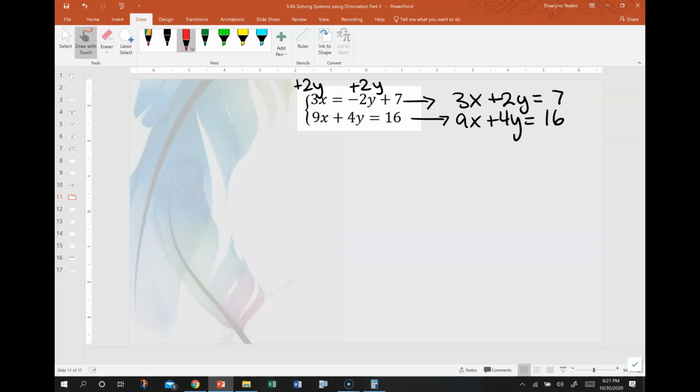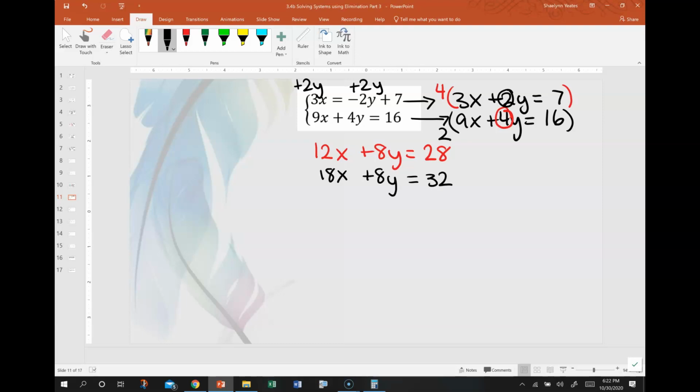So I'm going to multiply the top equation by 4, because I'm going to get rid of my y's. And I'm going to multiply the bottom equation by 2. So when I multiply through that top equation by 4, I end up with 12x, because 4 times 3 is 12, and 4 times 2 is 8y, and 4 times 7 is 28. On the bottom, I'm going to end up with 2 times 9 is 18x, 2 times 4 is 8y, and 2 times 16 is 32.